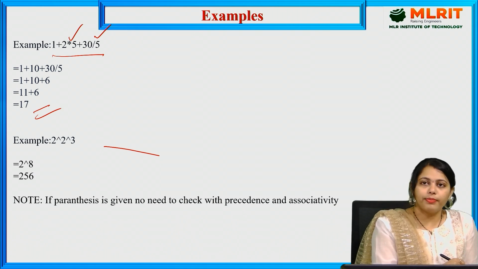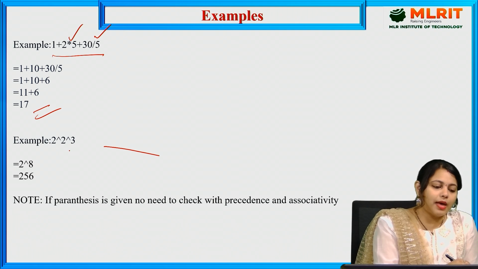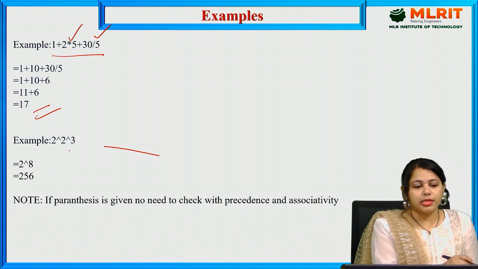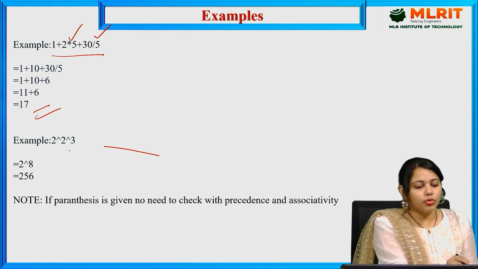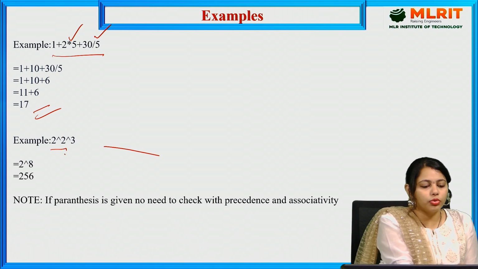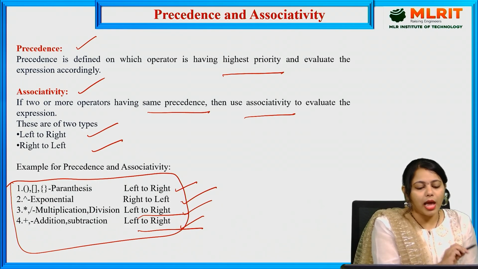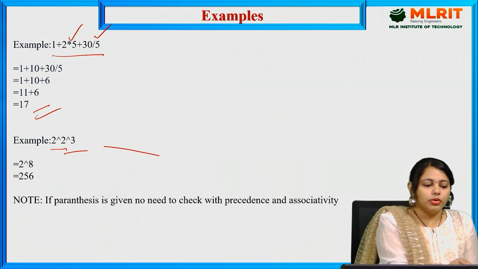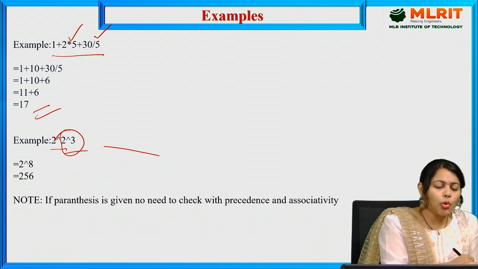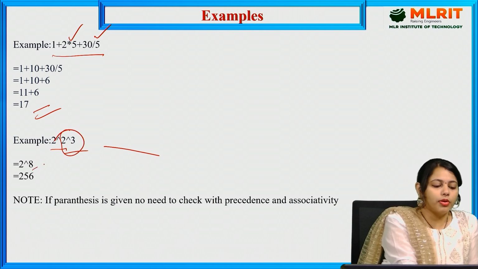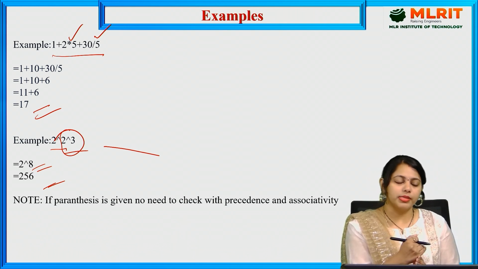One more example, we have the power cap. 2 ^ 2 ^ 3 is the example. Both operators are the same, both power cap, with the same precedence. I don't know whether I have to evaluate 2 to the power of 2 or 2 to the power of 3 first. What my table is telling is that for exponentiation, the associativity is right to left. So we take this particular value, 2 to the power of 3, that is 8, and 2 to the power of 8 is 256. So this is how we evaluate by taking the precedence and associative rules.